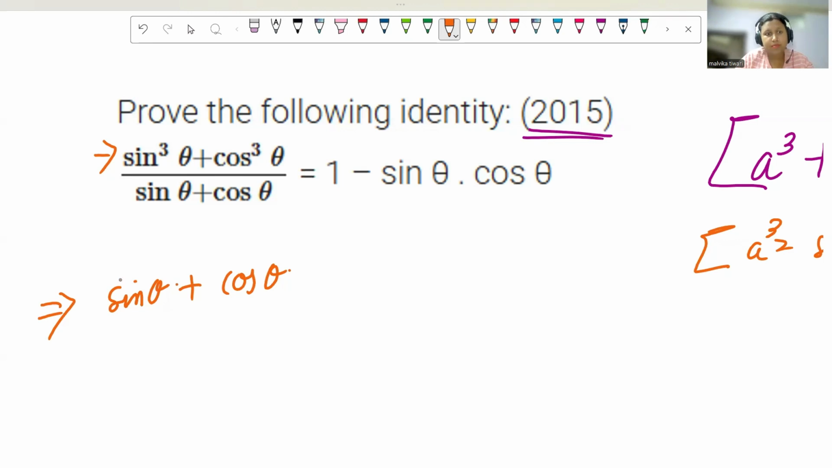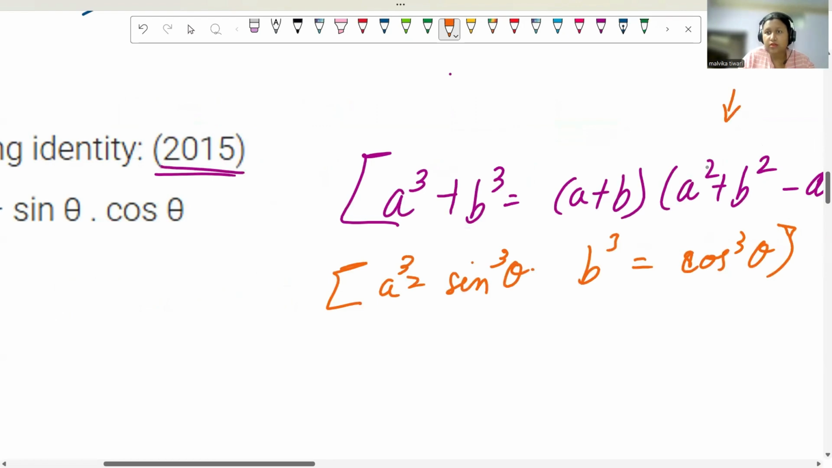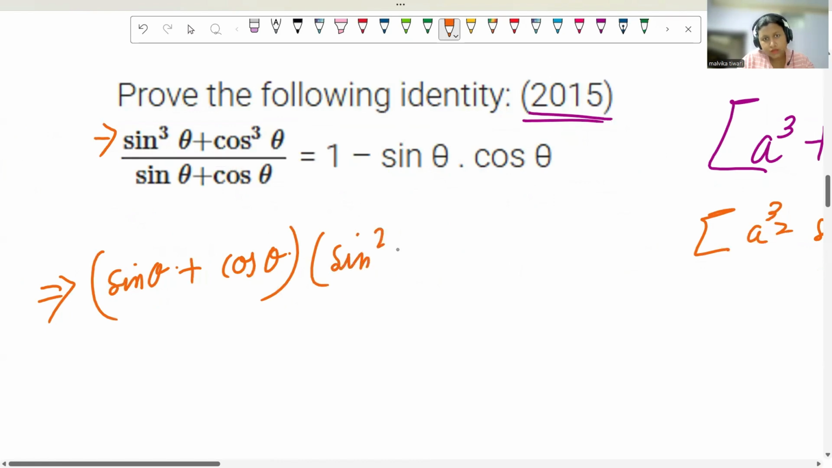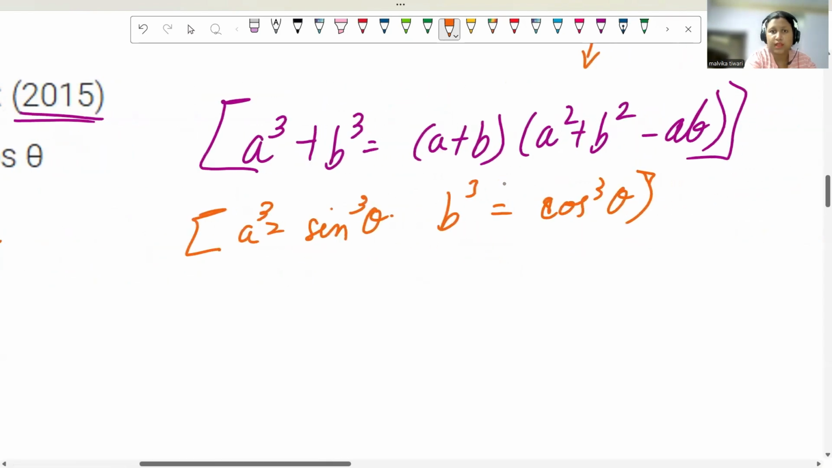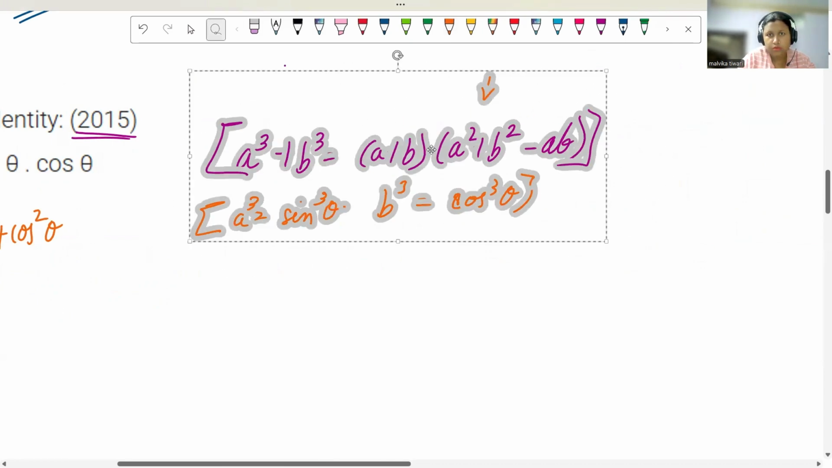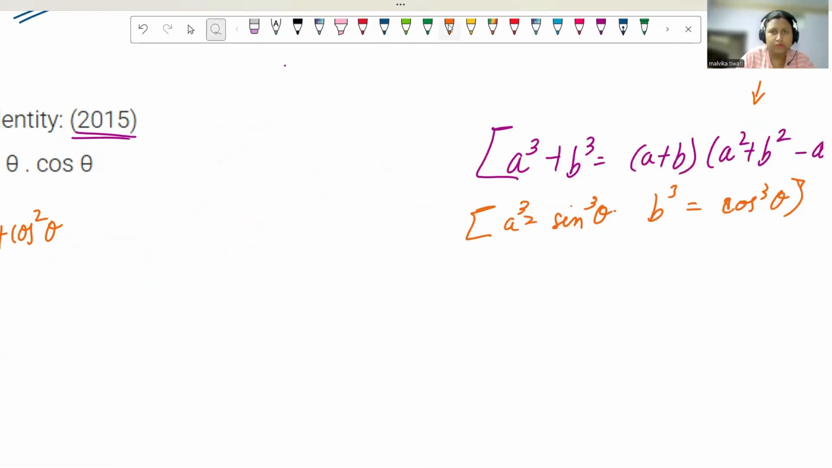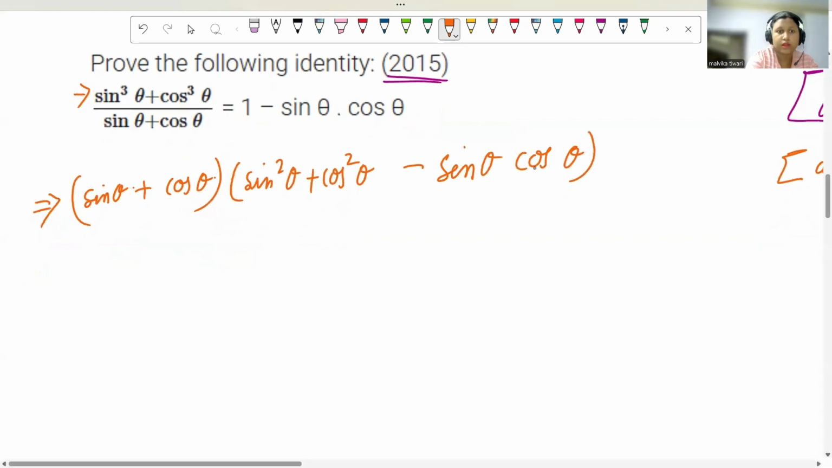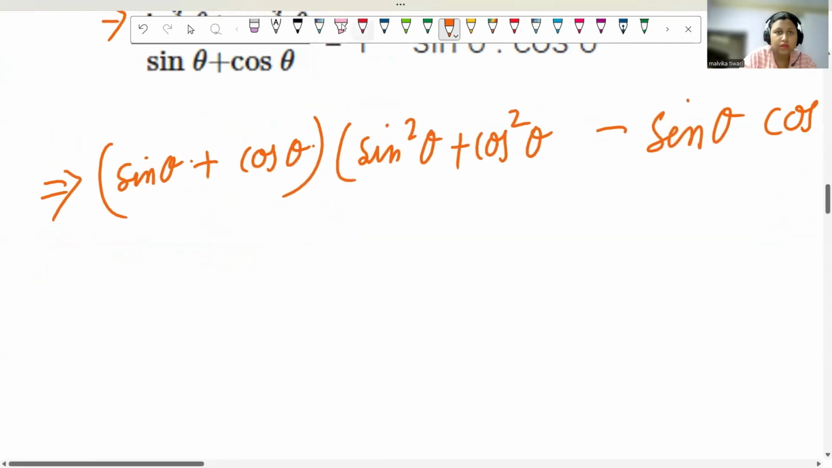Okay, so we have written a plus b. Now we want this part, a square plus b square minus ab. So that is sine square theta plus cos square theta, minus sine theta cos theta. And this is what we are dealing with, our LHS.